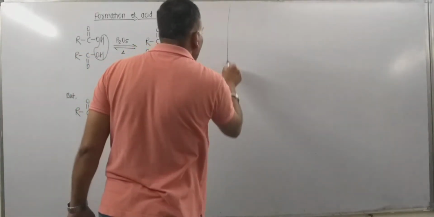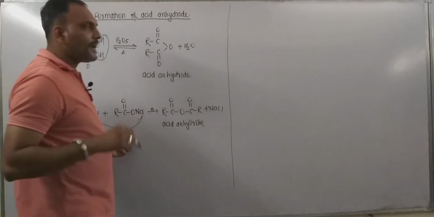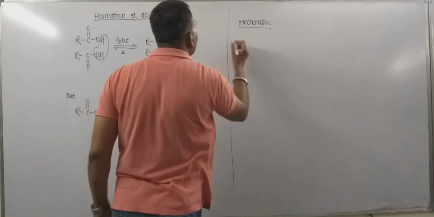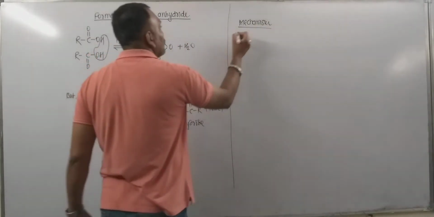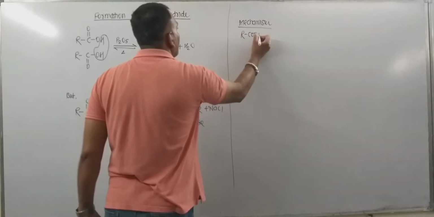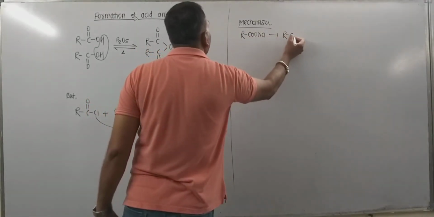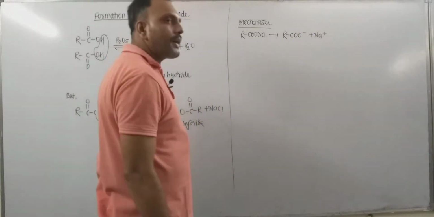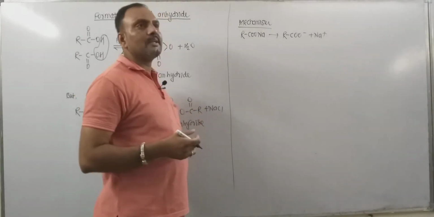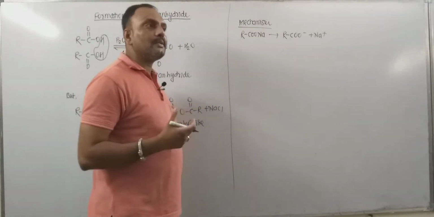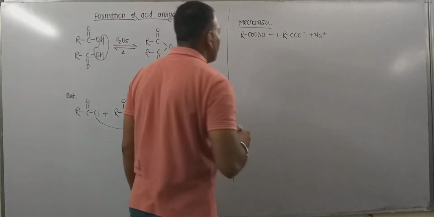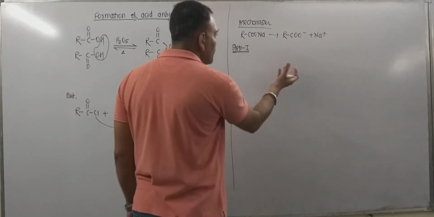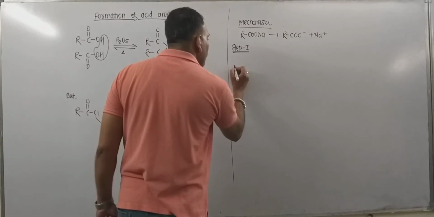Now, a very important thing for this reaction is the mechanism. The mechanism consists of two distinct steps. First, the sodium salt of the carboxylic acid is ionized, leading to the formation of carboxylate ion and sodium ion. We know very well that the carboxylate anion is very well stabilized by resonance, as the carboxylate anion shows two equivalent resonating structures. So here we go. Step number 1 involves the attack of this carboxylate anion on acyl chloride.